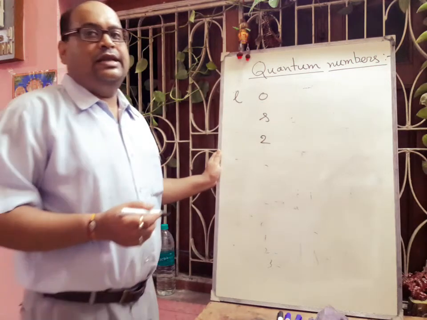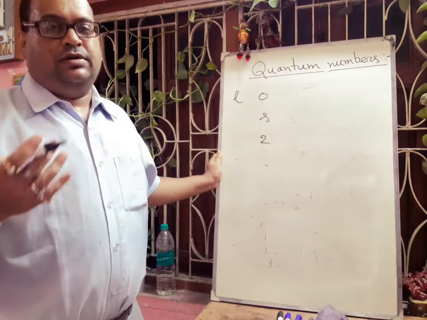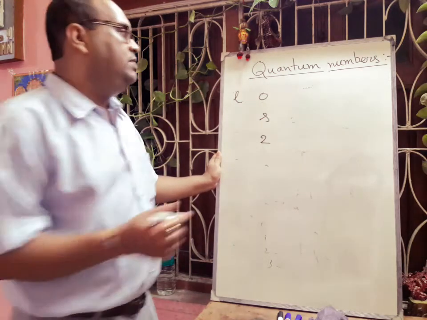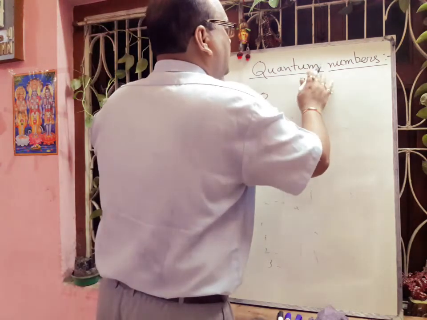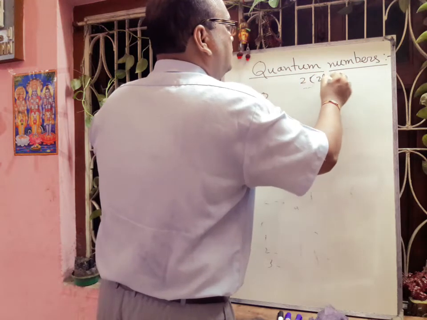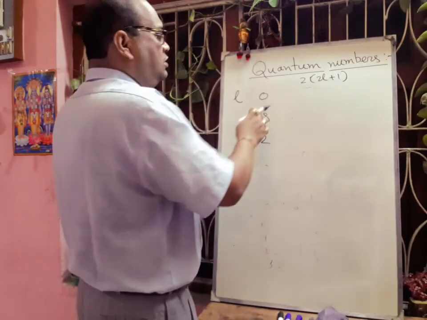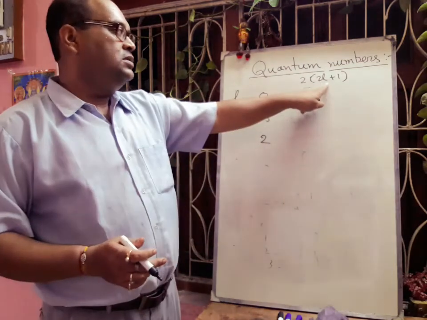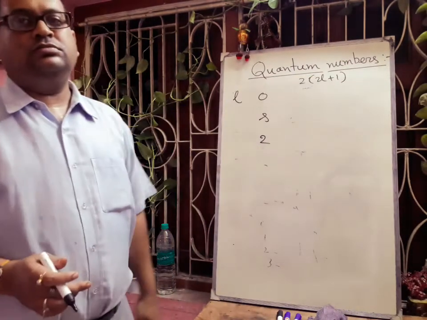Actually, when we are considering the number of electrons, the total number of electrons will be 2 into (2l plus 1). So when L is equal to 0, what will be the total number of electrons? So the total number of electrons will be 2.